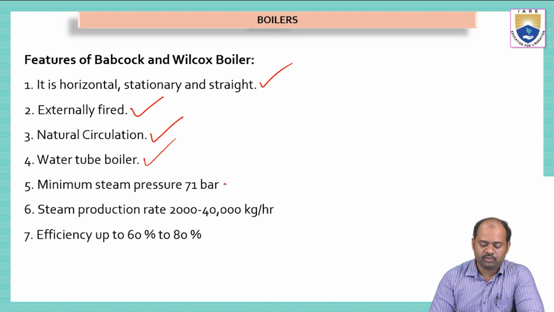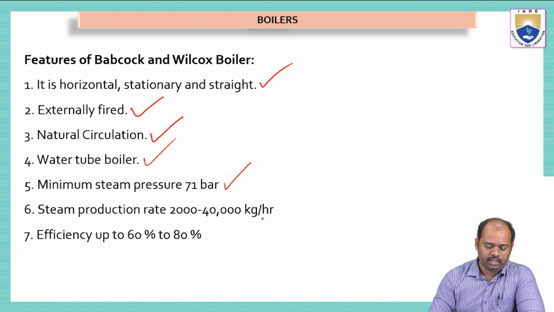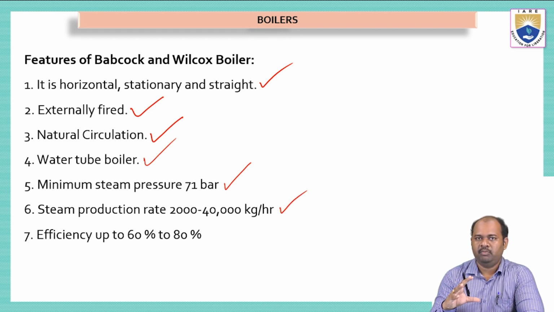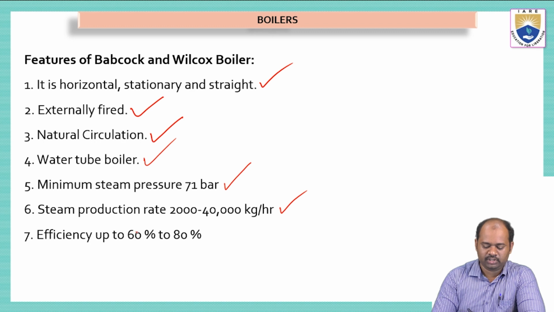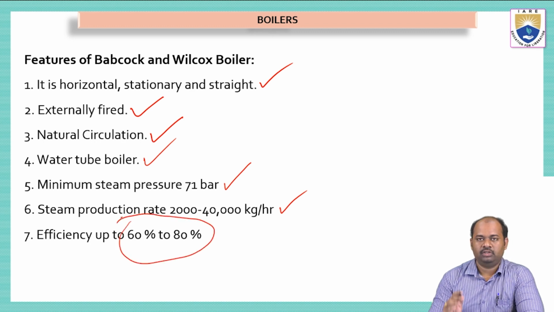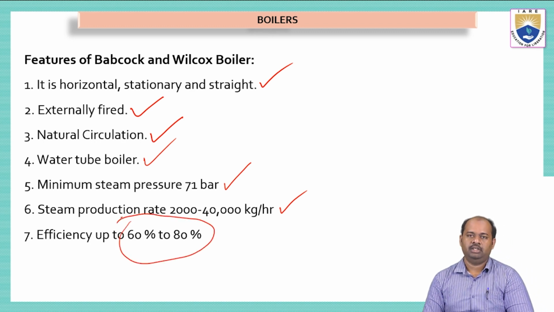The steam pressure is about 71 bars, and the steam production rate is about 2000 to 40,000 kg per hour, depending on the size of the boiler. So the same kind of arrangement can be done for a smaller size and also bigger size, depending on the size of the boiler we have chosen. The steam rate may go up to 40,000 kg per hour, and the efficiency is about 60 to 80%. So 60 to 80% efficiency will be attained in this type of boiler.